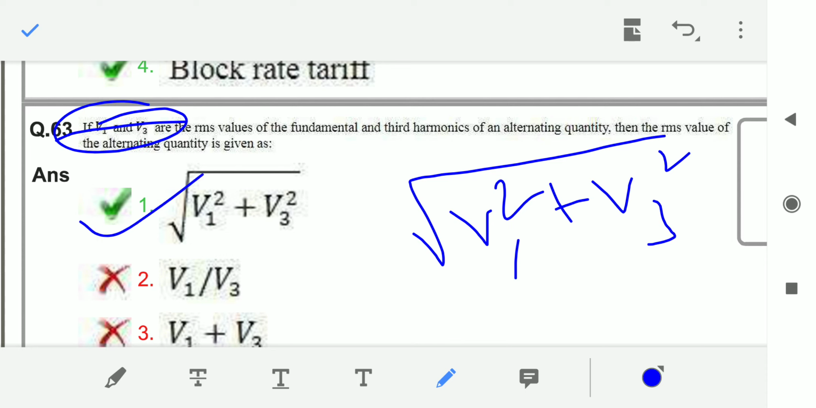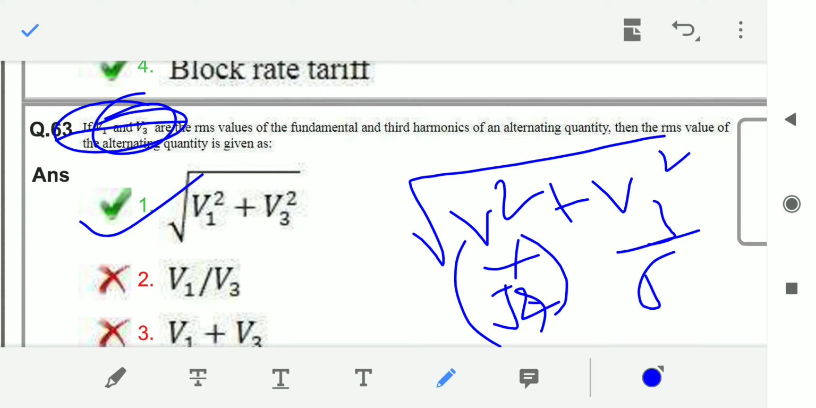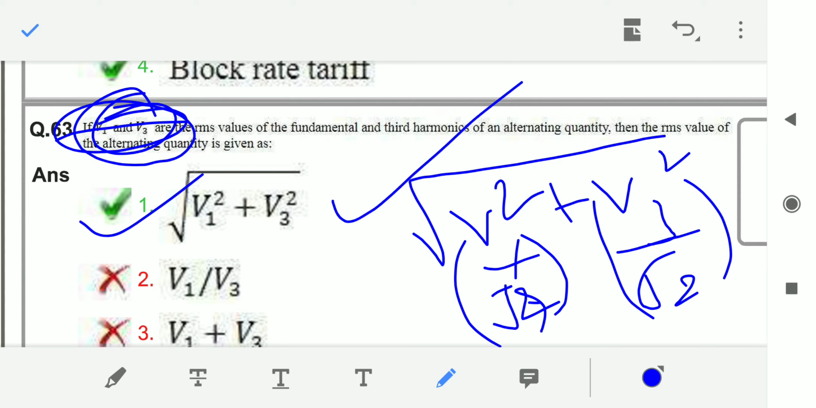If V1 and V3 are maximum values, then you have to take V1 by root 2 whole square and V3 by root 2 whole square. You have to convert them to RMS values first. But already V1 and V3 are RMS values, so you need not divide by root 2. Directly you can take V1 square plus V3 square under root.